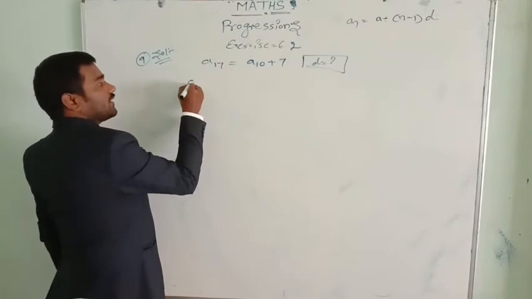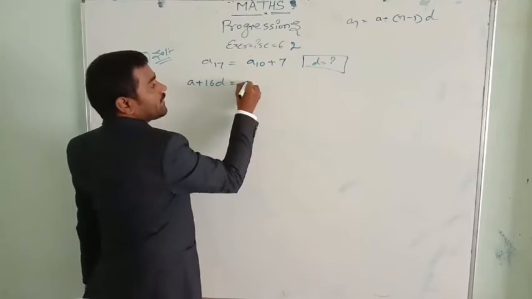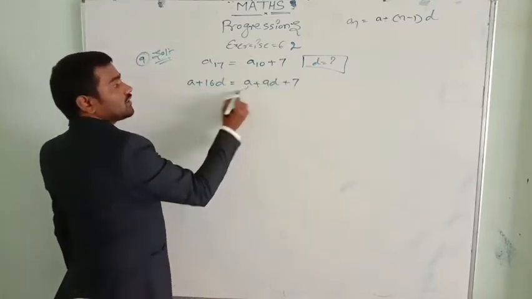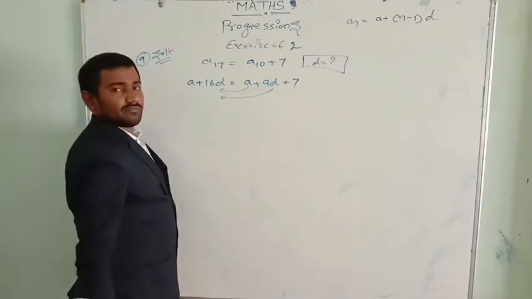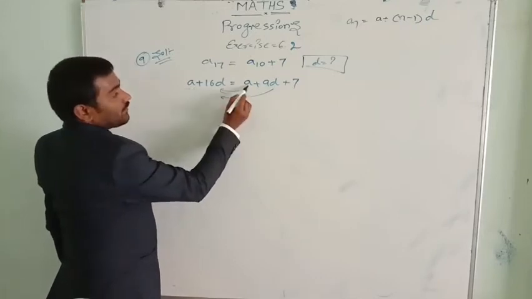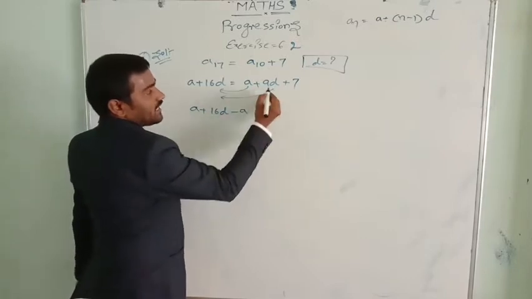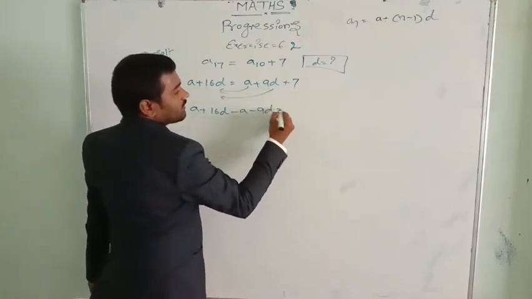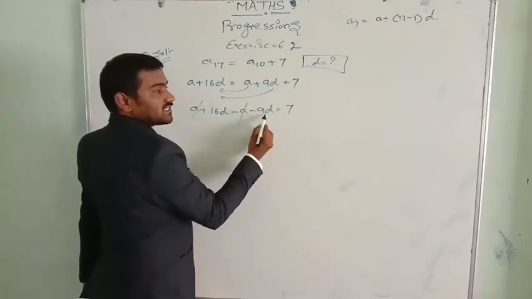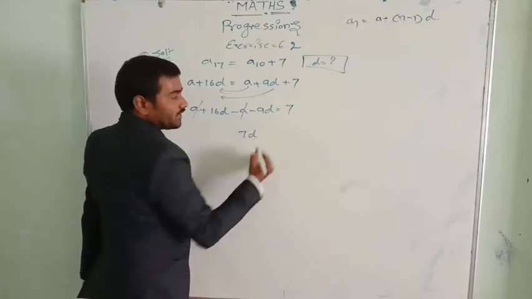What is the A17 value actually? The formula for A17 is a plus 16d, which equals a10, that is a plus 9d, plus 7. Simple. We transfer all the terms to this side. What do we get? Let's see. First we write a plus 16d. This plus a becomes minus a, and plus 9d becomes minus 9d, equal to 7. Here plus a and minus a get cancelled. 16d minus 9d gives 7d, which equals 7.